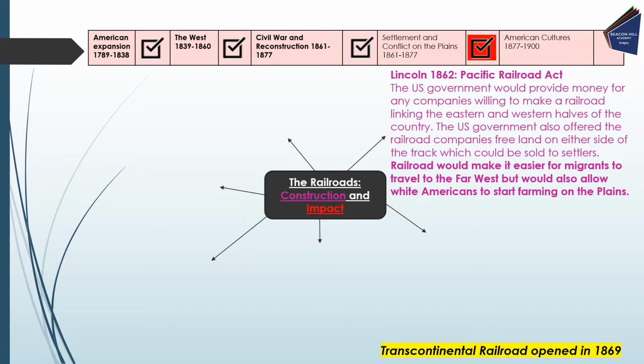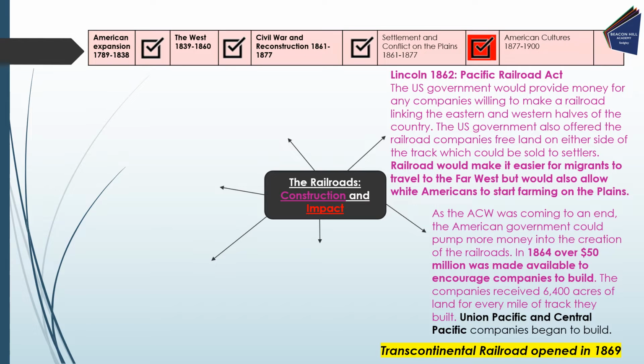The bold bit at the bottom that you can see states that the railroad would make it easier for migrants to travel to the far west, but would also allow white Americans to start farming on the plains. So this is linked to impact. This is the reason why we start to see more migrants moving, but we need to know the date of the act and what it actually stated.